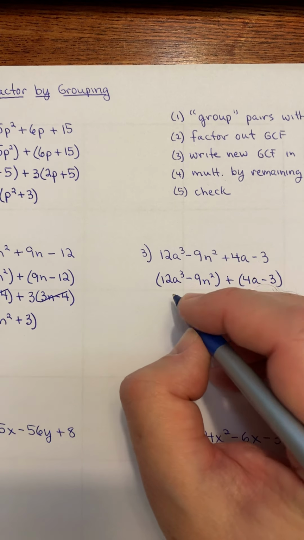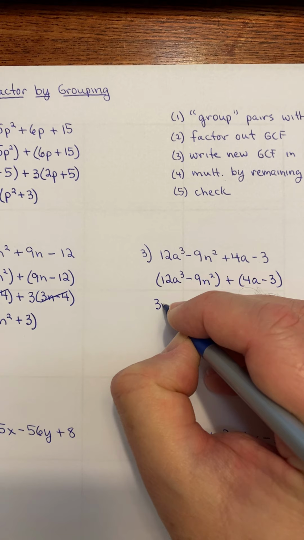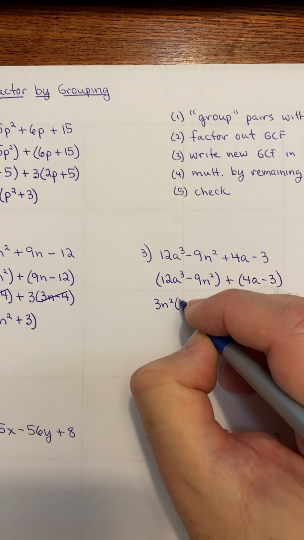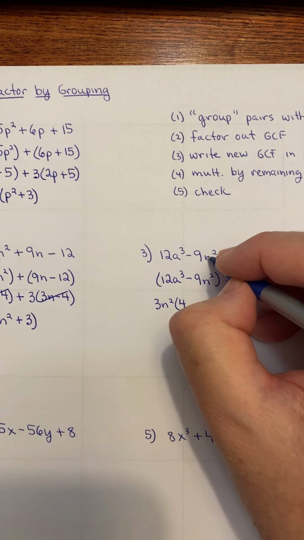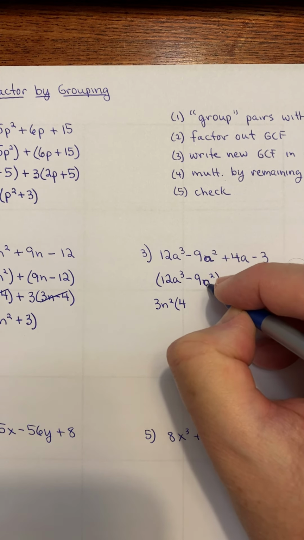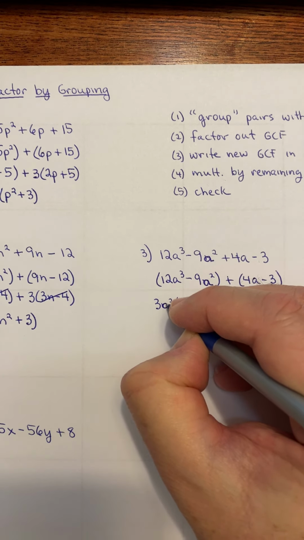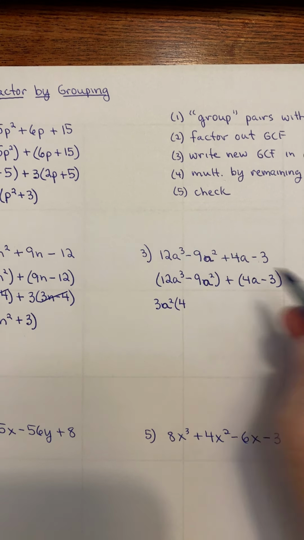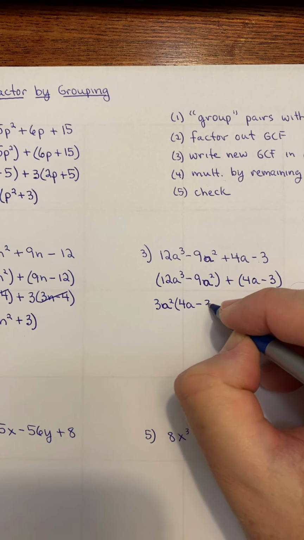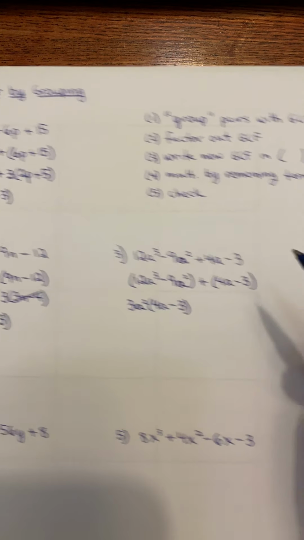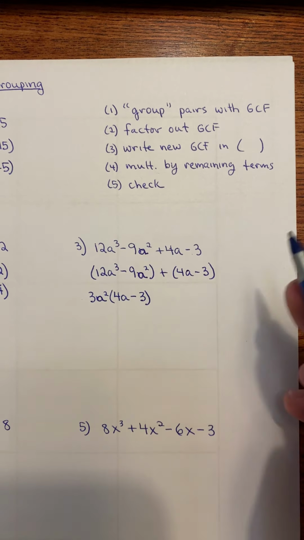Common factor here is 3a squared. So I'm left with 4. Oops, I think that was supposed to be an a. So the common factor is 3a squared, and I'm left with 4a minus 3. Just double check to make sure if you distribute that, you get back to those two.